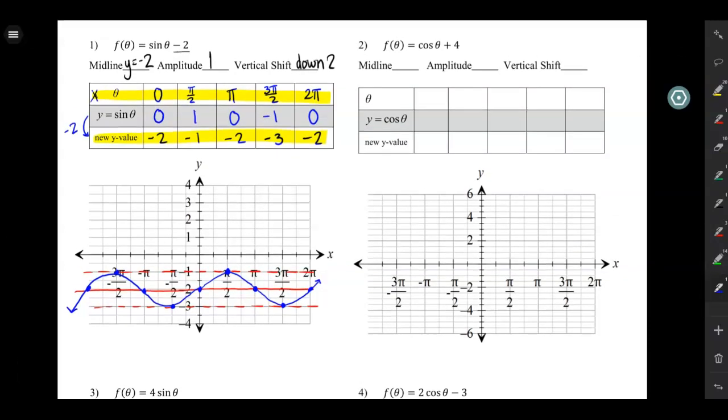Okay, let's do some examples with the cosine. If I look at this equation in number 2, I have f of theta equals the cosine of theta plus 4. So let's fill in what we know. First of all, this plus 4 has shifted the graph up 4, which means that my midline is y equals 4. So I'm going to go ahead and draw in my midline again, just so we can keep visualizing where this graph is going to be.